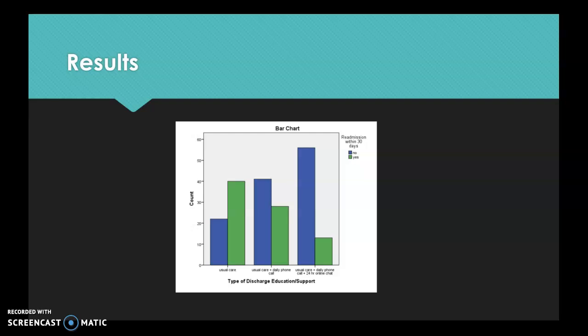These results are displayed here in a bar graph, where the x-axis is the type of discharge, education, and support received, and the y-axis is the number of 30-day readmissions to the hospital. The blue represents no 30-day readmissions, and the green represents a positive 30-day readmission. As you can see here, as the level of support rises, the number of readmissions decreases.